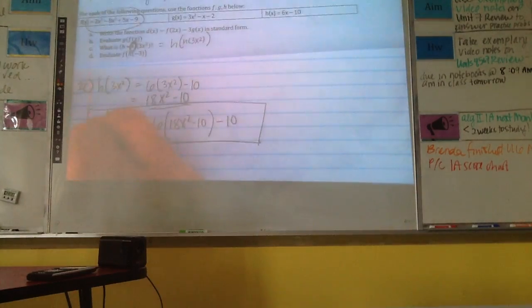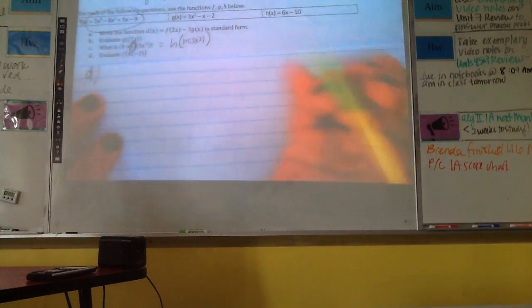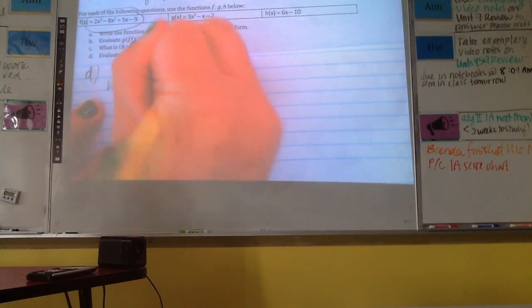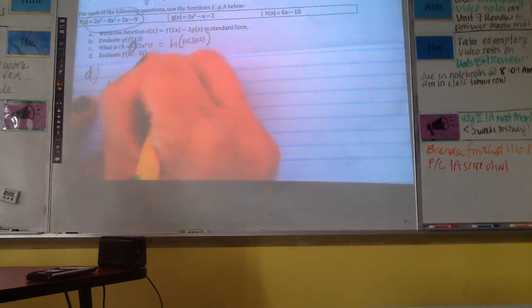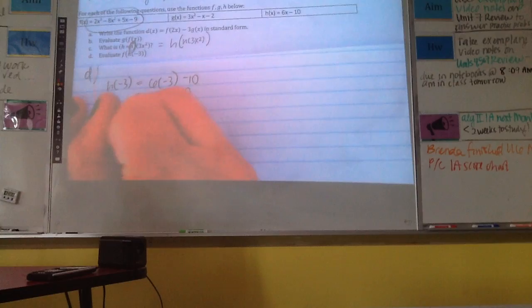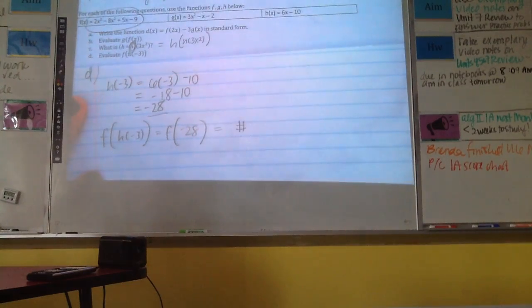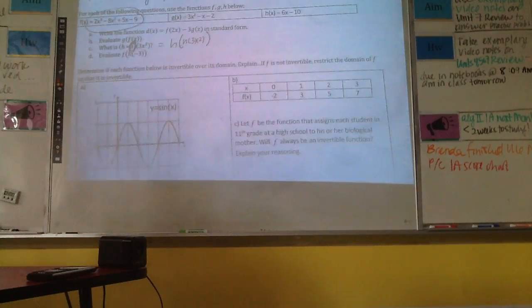Okay, last one in this segment. F of h of negative 3. This time we're just putting a number into h. We'll put its result into f. So h of negative 3 is 6 times negative 3 minus 10. You guys have been doing this for a long time. You get negative 28. So f of h of negative 3 is just f of the result, negative 28. And again, you're just going to get some number once you put negative 28 into each of these places.